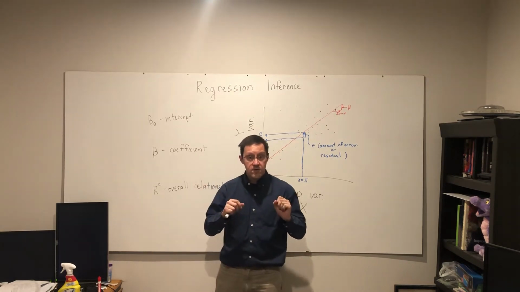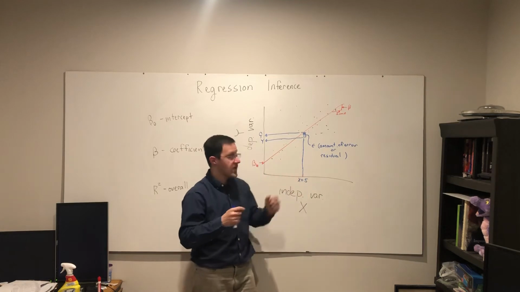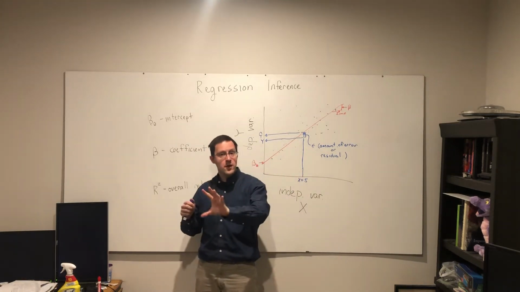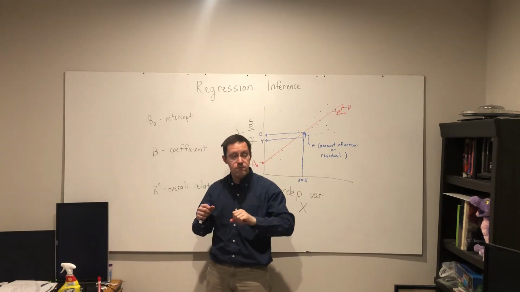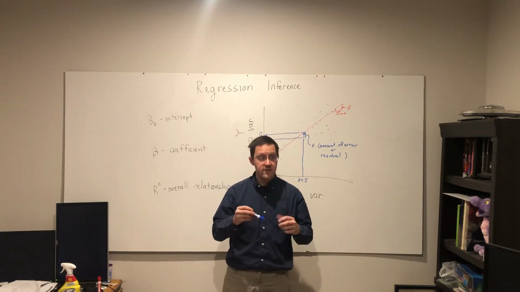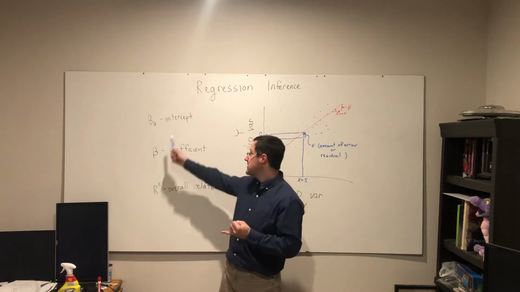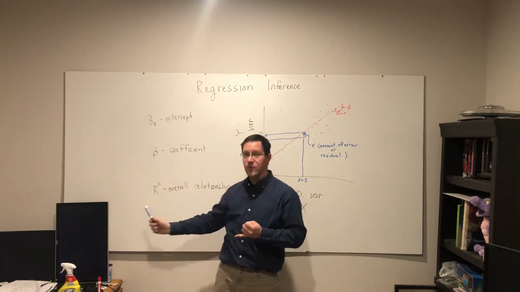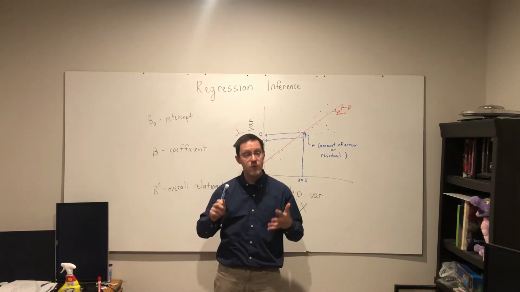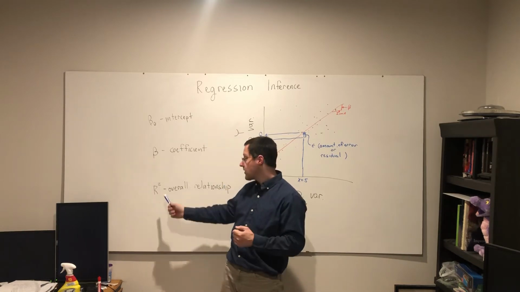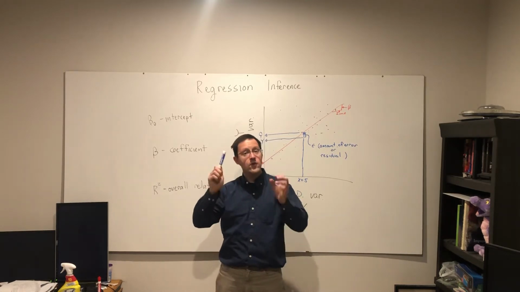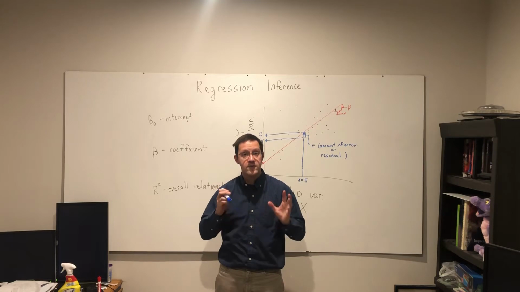This video, as you can see since I left the scatter plot here, builds upon the previous video and puts the ideas we've seen before of the intercept, the coefficient, and the overall relationship, beta 0, beta, and r squared, into our inferential hypothesis framework.